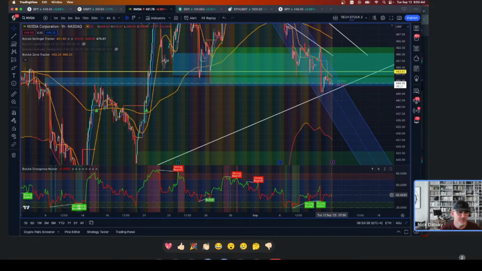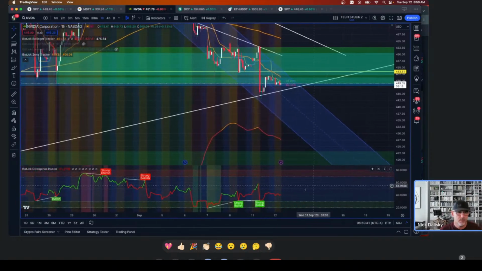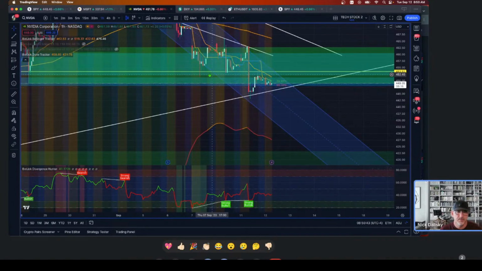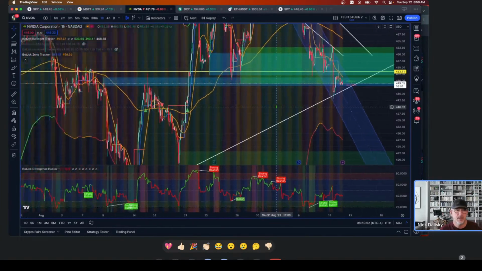On the 1 hour, divergence hunter is still red, but we do have still bullish divergence. So it's gearing up for a push north. I just don't know if it's there yet. I wouldn't take a call on it quite yet. That's for sure.